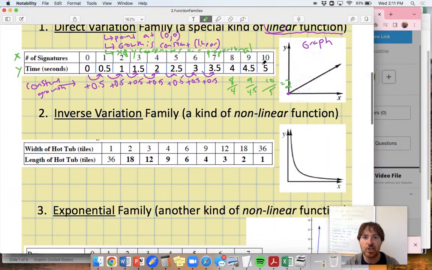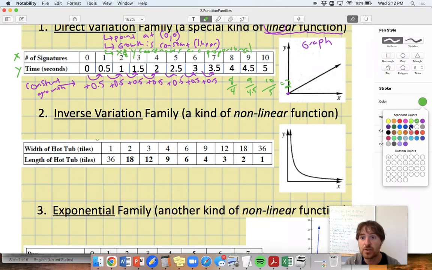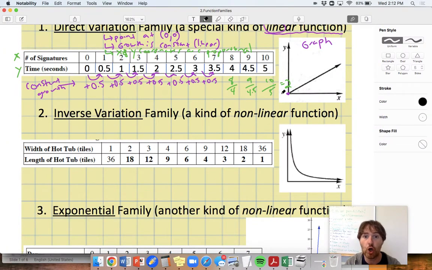Okay, inverse variation. This was the second function, or first one, that we saw in the lesson, the hot tub design here. So the inverse variation family is a nonlinear function. Why do we know that this graph is nonlinear? Well, it's curved. So when we see nonlinear, what you're thinking in terms of describing that is a curved function. Nonlinear kind of means curved. It's not a line. Inverse variation family functions are going to be nonlinear.